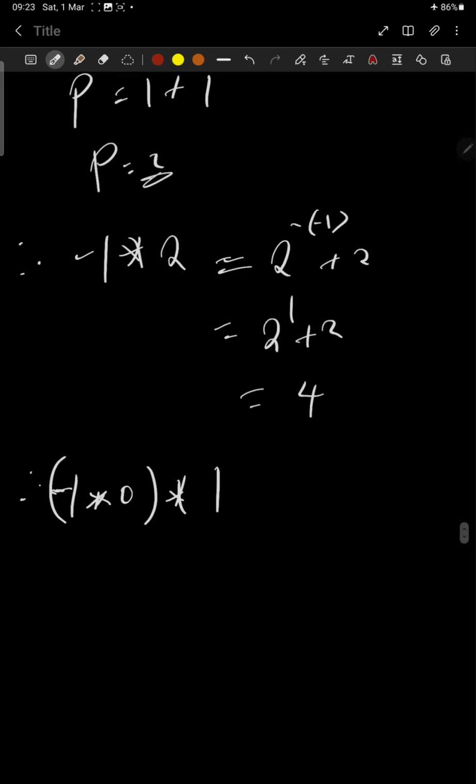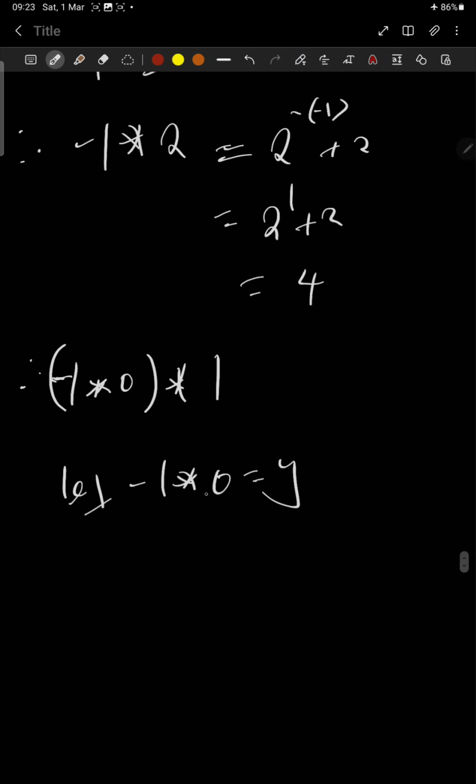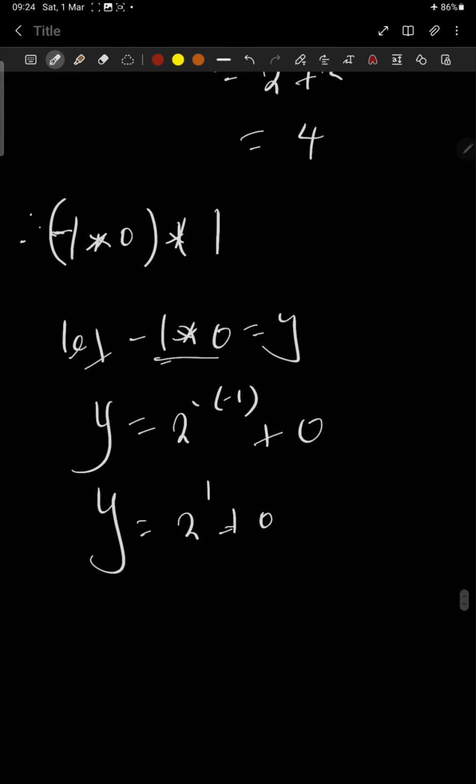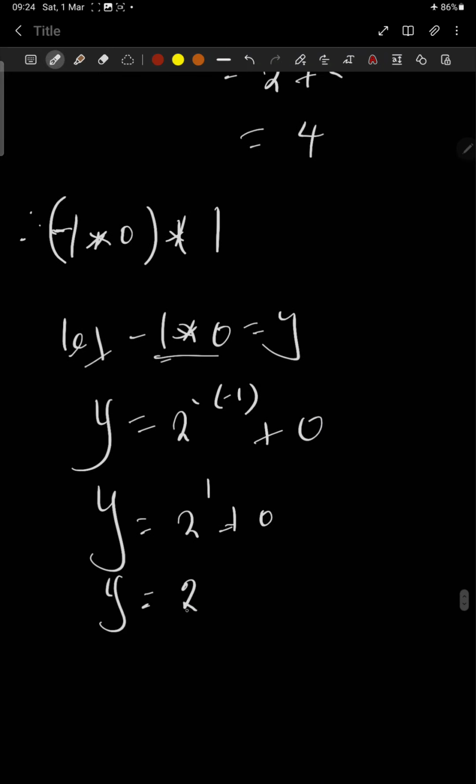So let's answer now for also negative 1 star (0 star 1)... rather, (negative 1 star 0) star 1. You're going to answer it in the same fashion. You're going to say let the one which is in brackets, negative 1 star 0, be equal to y. So then you're going to solve your y. It will be 2 to the power negative first number plus second number. So your y will be 2 to the power 1 plus 0. So your y will be 2.